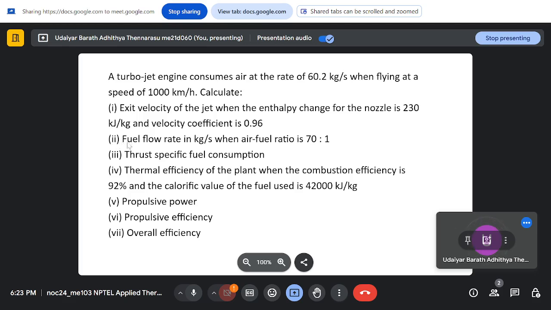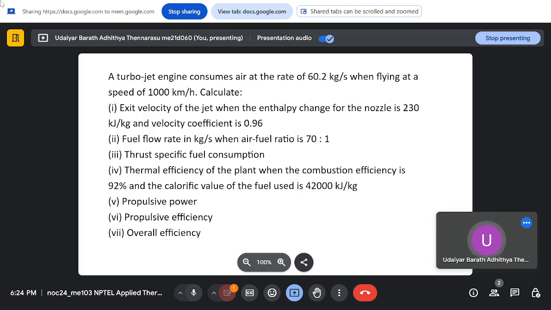Second, the fuel flow rate in kg per second when the air fuel ratio is 70:1. Third is thrust specific fuel consumption. Fourth is thermal efficiency of the plant when the combustion efficiency is 92% and the calorific value of the fuel used is 42,000 kJ per kg. Fifth is propulsive power. Sixth is propulsive efficiency, and seventh is overall efficiency. So we need to find all this. We'll go one by one.